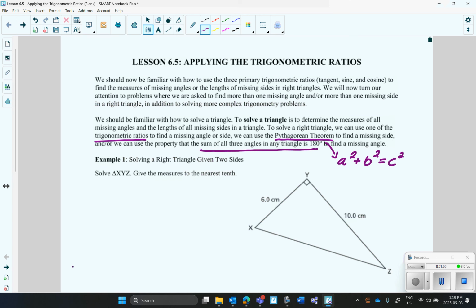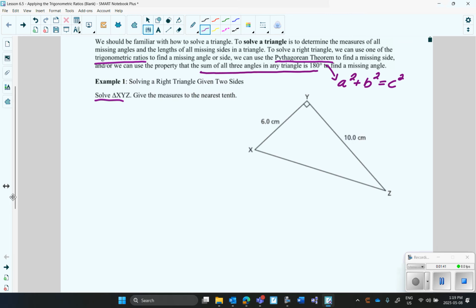You're given a triangle here, you're given 2 of the sides, and you are asked to solve the triangle. To solve the triangle means find the measure of all missing sides and all missing angles. So you're not just finding one thing now, you're finding everything that's missing. I don't know this angle, I don't know this angle, and I don't know this side. So I have 3 things to find here.